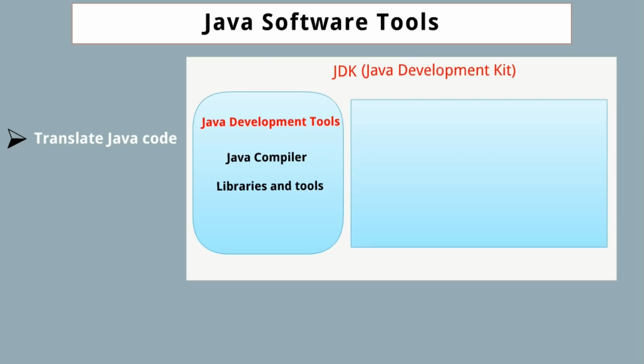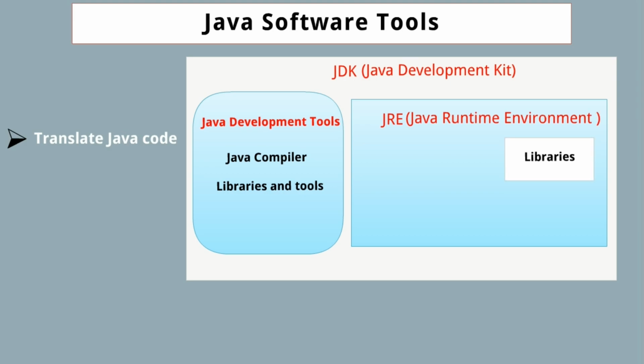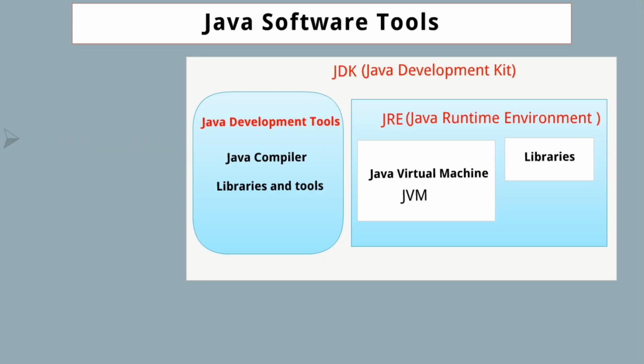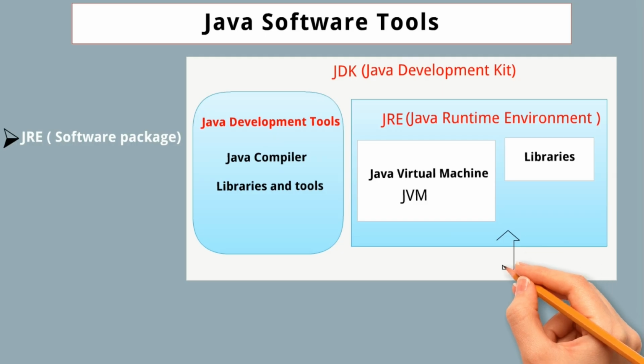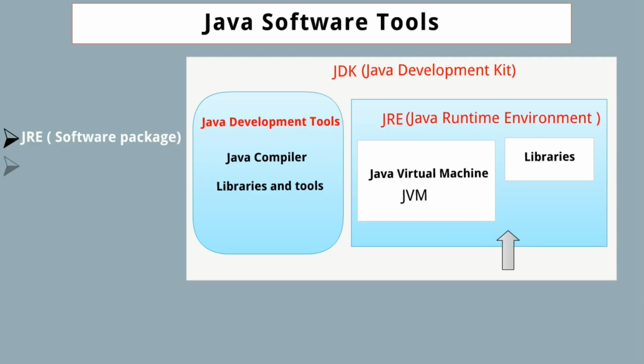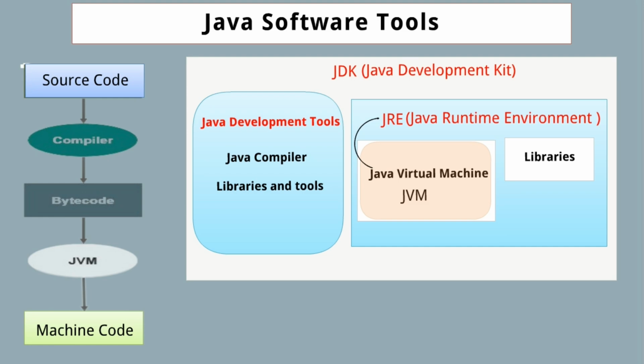Now, JDK includes a component called JRE, which stands for Java Runtime Environment. JRE includes libraries as well as the Java Virtual Machine, in short, JVM, which is the most important Java component. JRE is a software package that provides a runtime environment in which applications can be executed. So JVM, which is a part of JRE, is a program that interprets Java bytecode and executes it on a computer, as well as a set of libraries and tools that are needed to run Java applications.